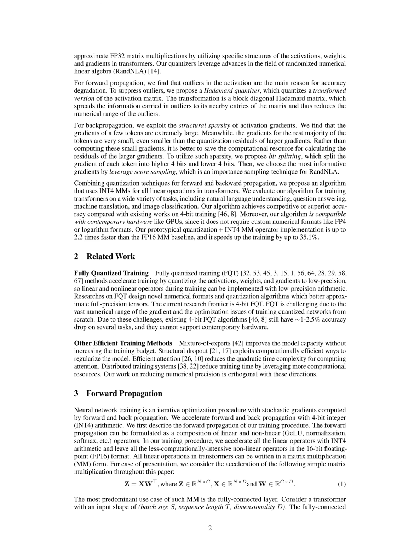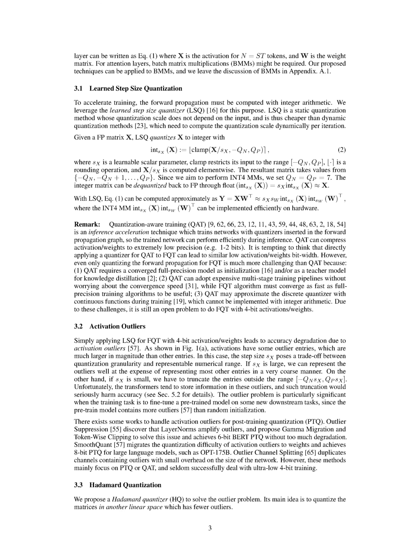Let's simplify this process. Given a floating point matrix, let's call it X, LSQ changes this matrix into an integer form. This process involves a few steps. 1. First, we divide every element in the matrix X by a learnable scalar parameter, symbolized as Sx. This operation is performed element-wise.